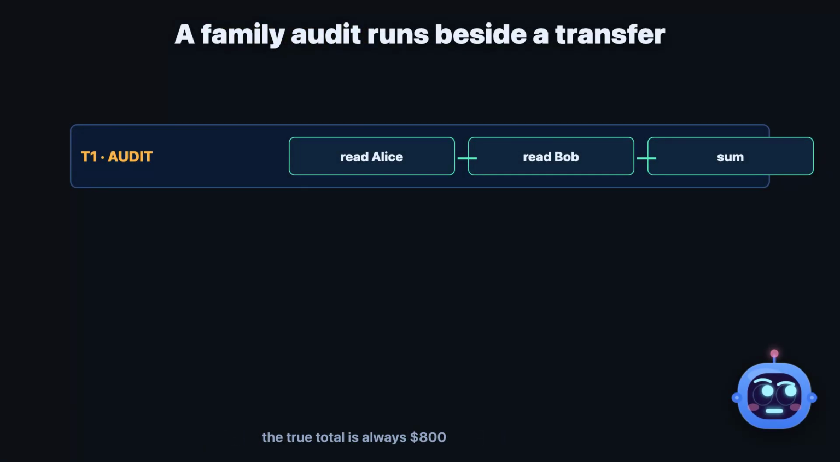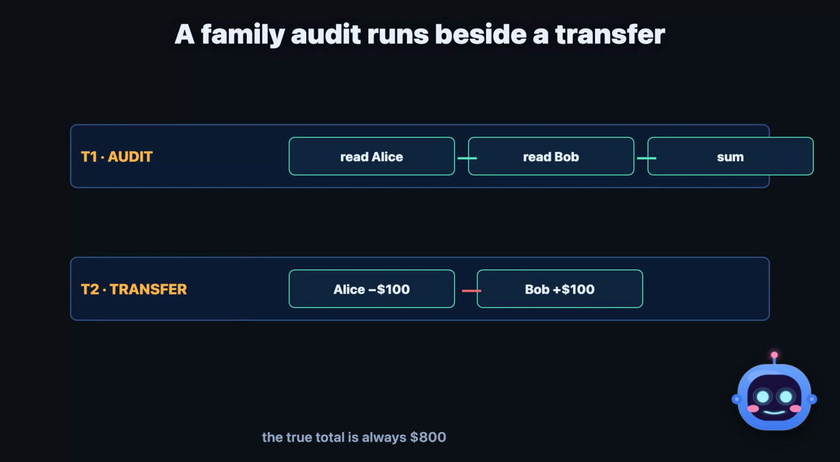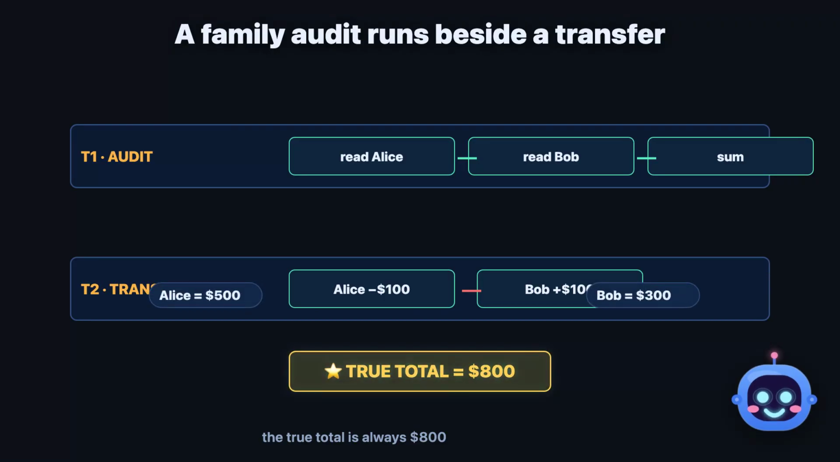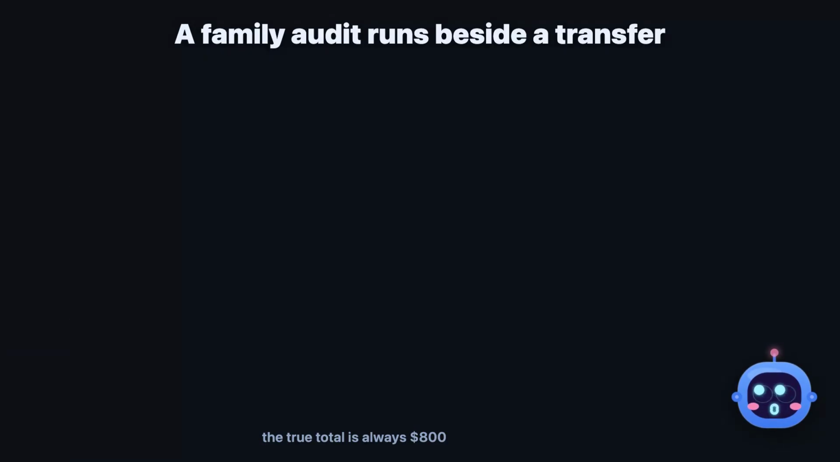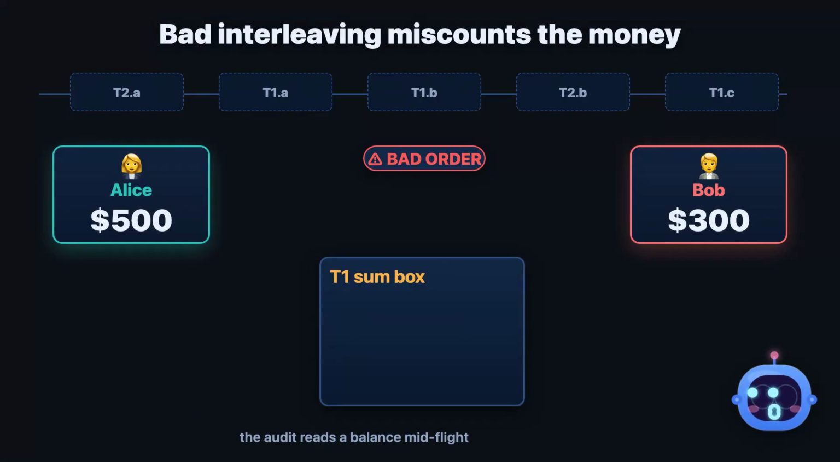Imagine a family audit. One transaction, call it T1, wants the family's total money, so it reads Alice's balance, then reads Bob's balance, then adds them together. At the same time, transaction T2 is transferring $100 from Alice to Bob. Let's say Alice starts with $500, Bob starts with $300, so the true family total is $800, no matter how the money moves between them.